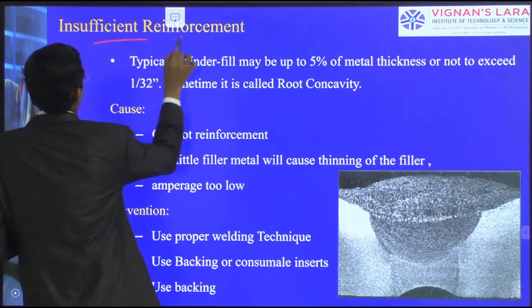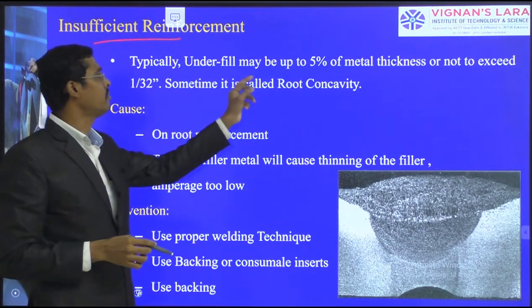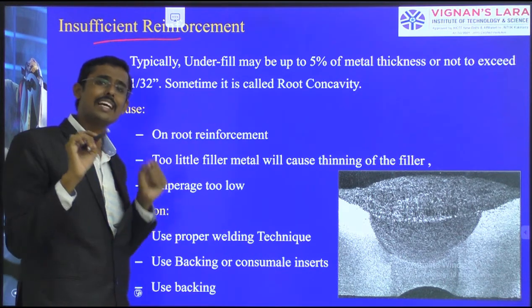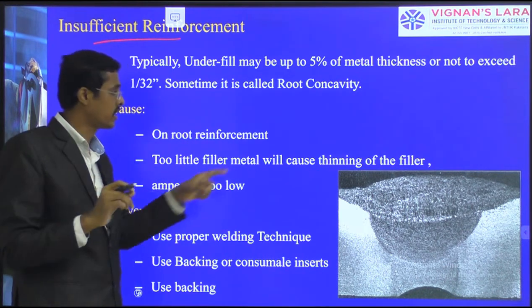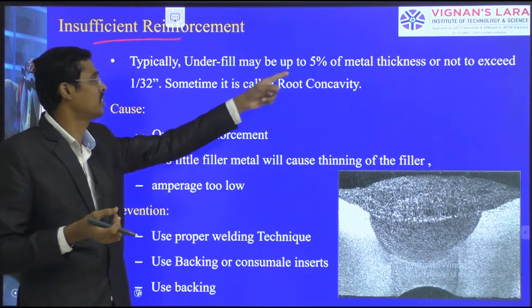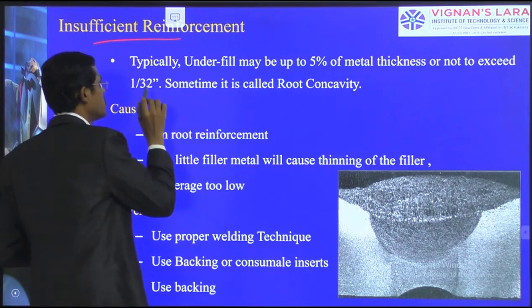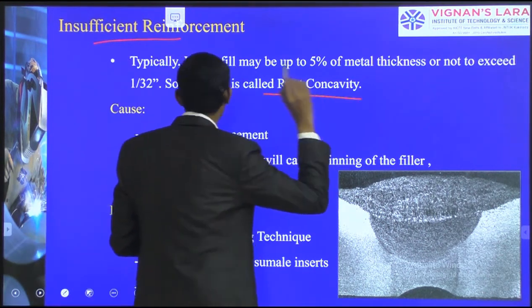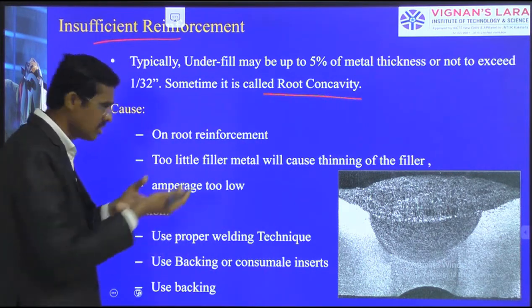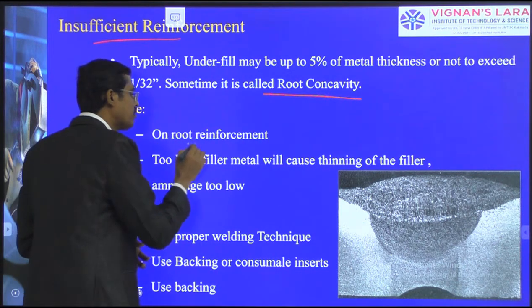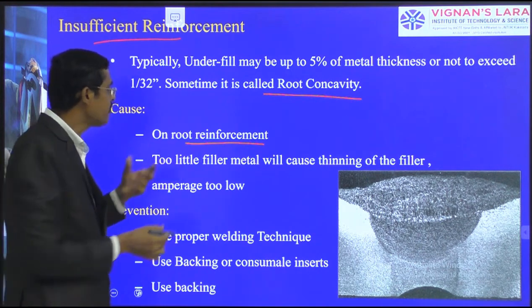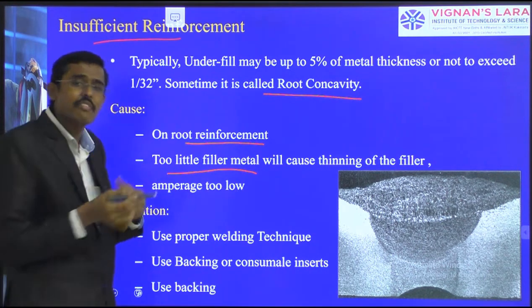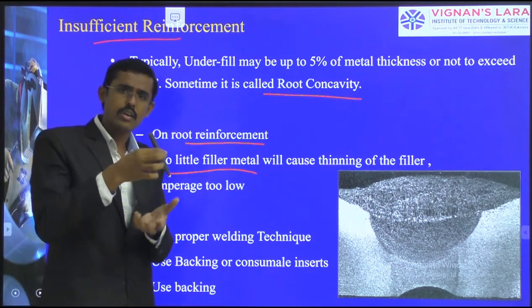Insufficient reinforcement: typically underfill, maybe 5%. A little bit we can accept. 5% out of 110 mm we can accept a little bit. 5% of thickness, not exceeding 1/32 inch. Sometimes it is called root concavity. How is it caused then? Similar patterns: on root reinforcement, too little filler. Filler material is not used sufficiently. Electrode is not used sufficiently.